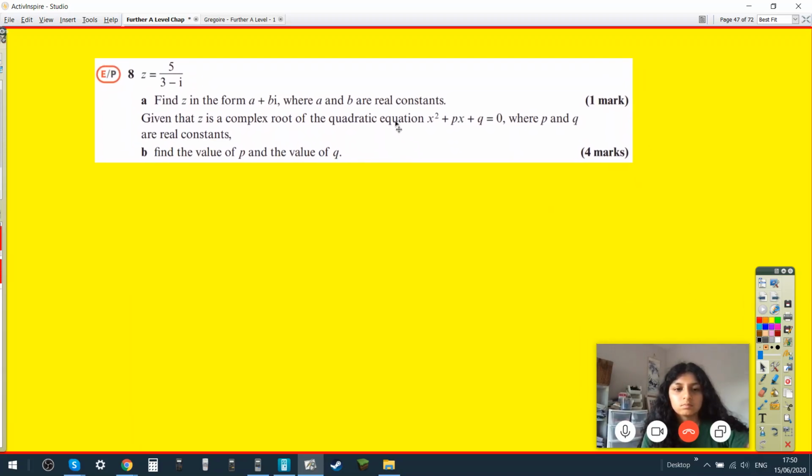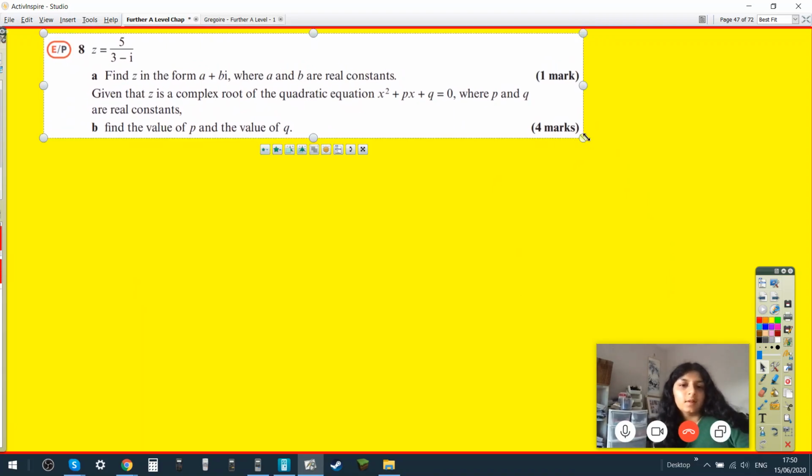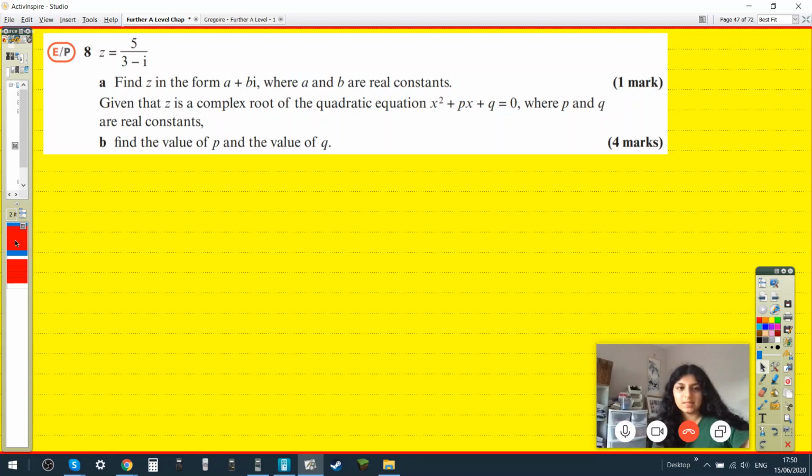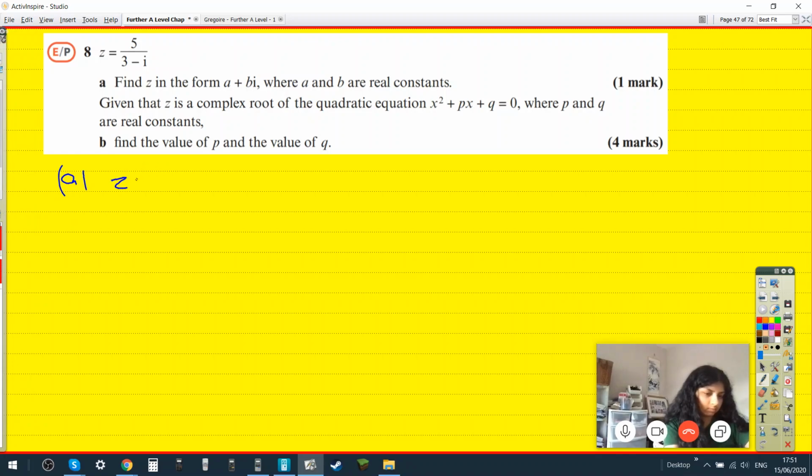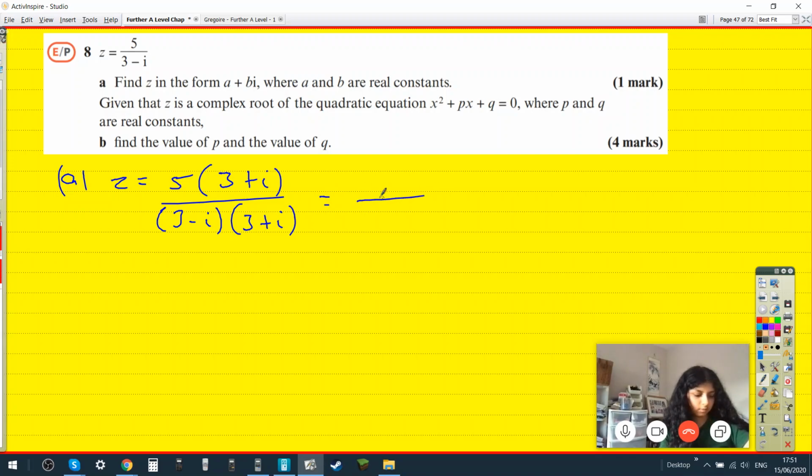All right, let's do this. Oh, this is the one where you have to multiply by 3 plus i over 3 plus i. Which gives you 50 plus 5. I got 15 over 10 plus 5i over 10, which can be simplified, but I didn't.